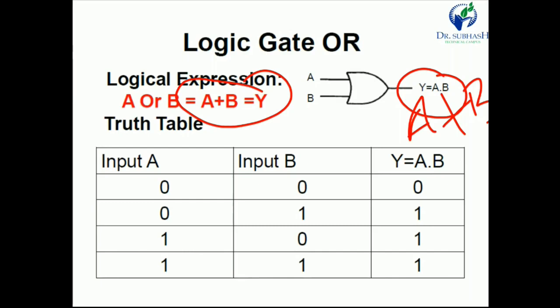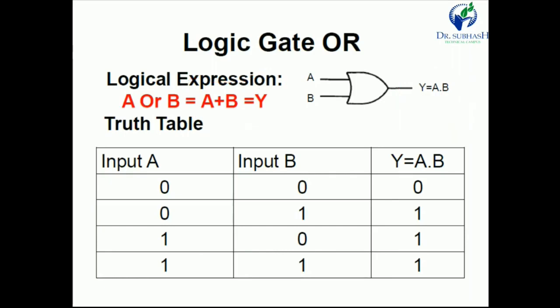So here is given the truth table: A is 0 0 1 1, B is 0 1 0 1, and the output is 0 1 1 1. So this is the truth table of the logic OR gate. You have to remember this point, and draw this table in your book so you can remember it easily. So this is about the OR gate.